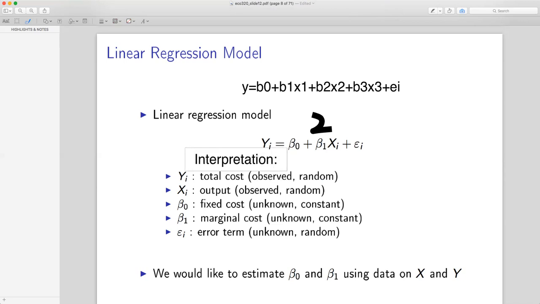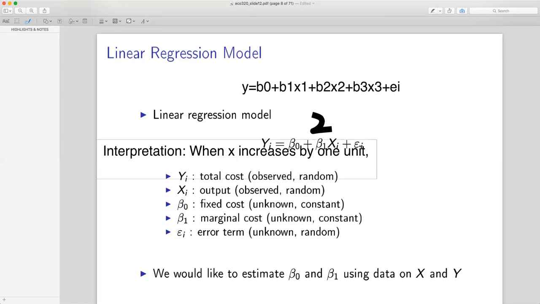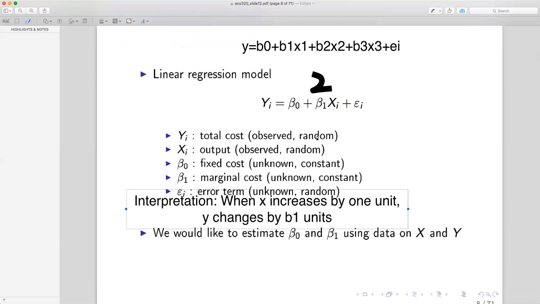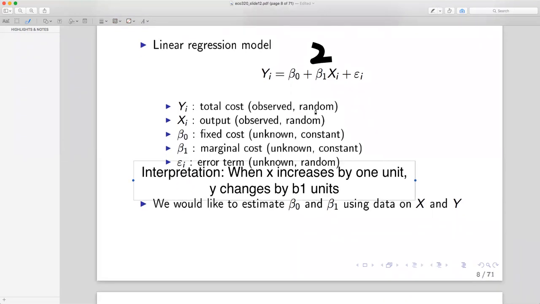Well, a simple linear model is like when x increases by 1 unit, y changes by beta 1 units. So that is your interpretation of this simple linear model. Just keep in mind that the unit change depends on your question. For example, if this beta 1 is 2, then your interpretation would be something like that.